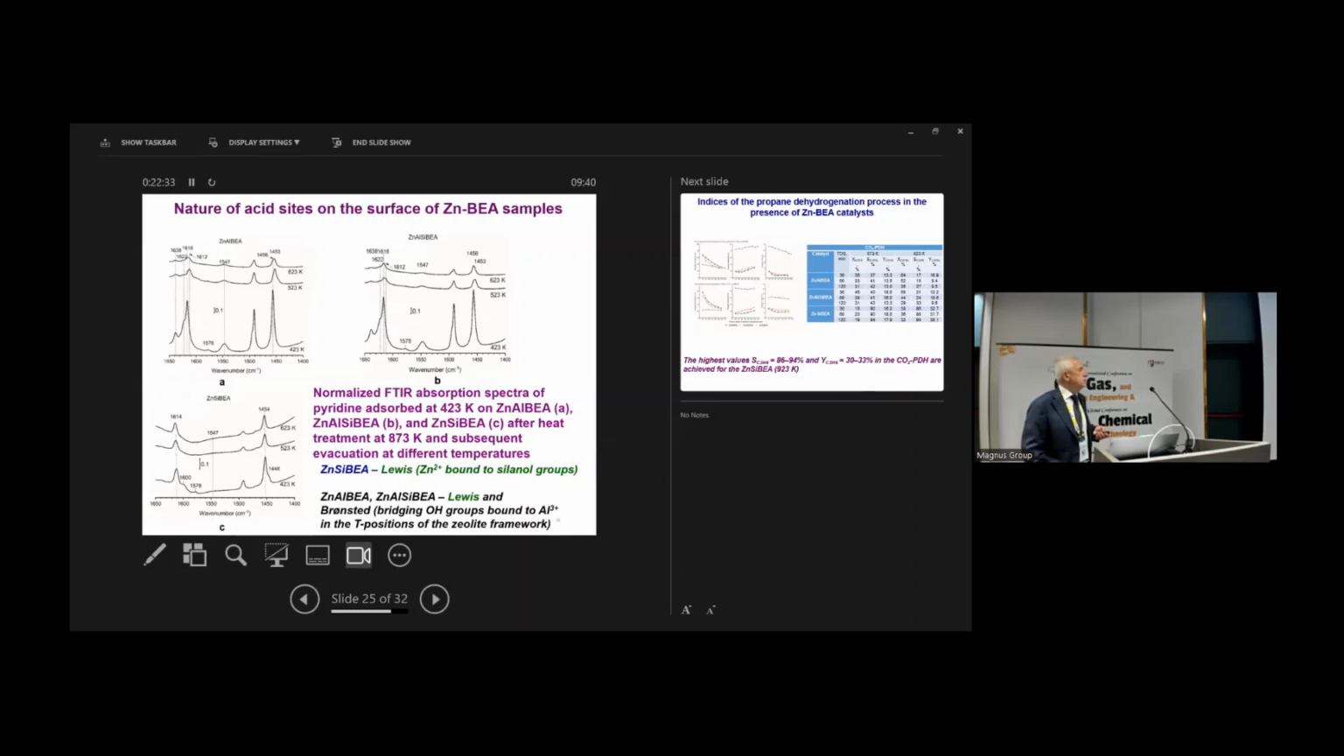By adsorption of pyridine, we can check the nature of the acid sites present in the Zn beta samples, this one, this, and this. So we can see that in the case of Zn Al beta, we have Brønsted acid sites, which are characteristic by this band, and Lewis acid sites. And when we dealuminate Al beta zeolite and obtain zinc SC beta zeolite, in this case we haven't Brønsted acidity, and we will see what happened when we use this kind of catalyst for our reaction.